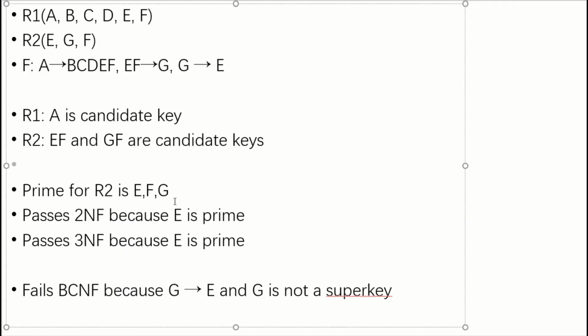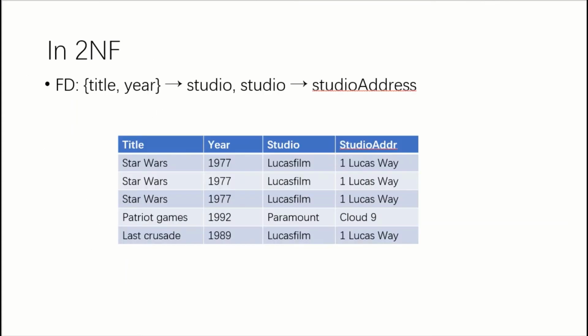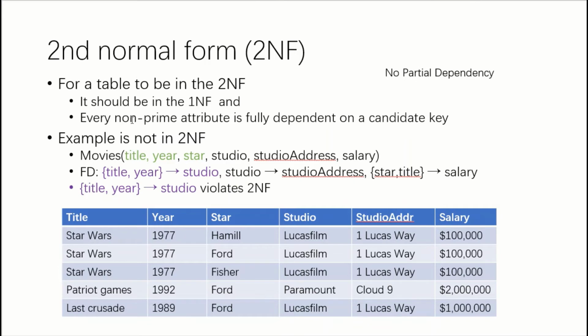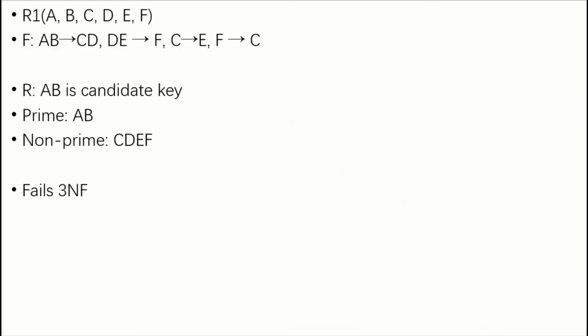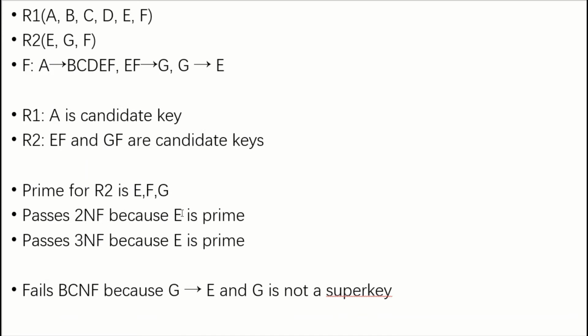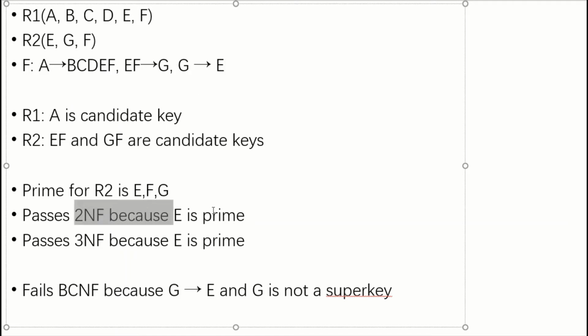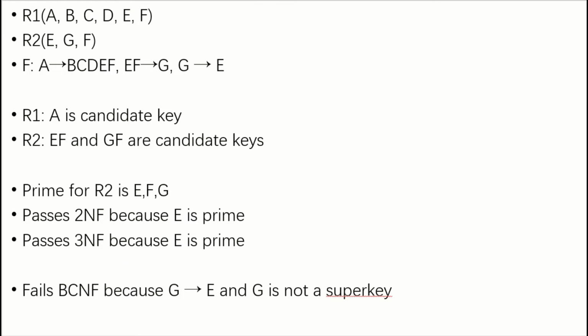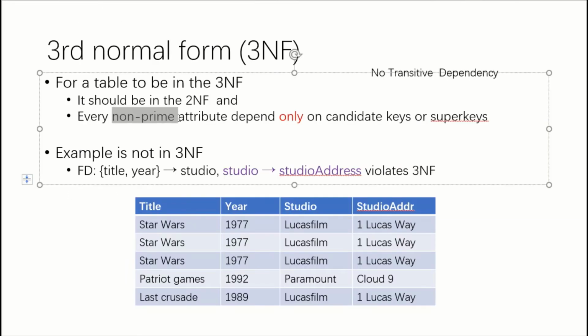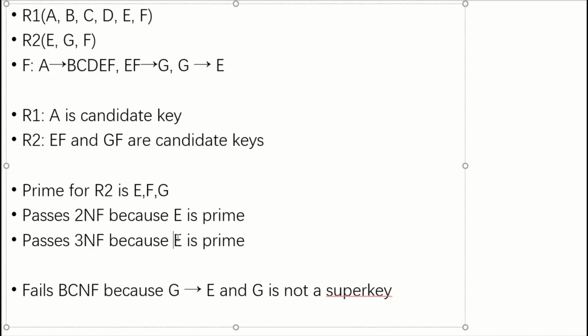It passes 2NF because E is prime. Once again, the criteria for 2NF is that every non-prime attribute is fully dependent on the candidate key. So in this example, this will not be considered a violation because E is a prime attribute. Similarly, it will pass 3NF because E is prime. There is no partial dependency because E is a prime attribute. For 3NF, non-prime attributes depend only on candidate keys or super keys. Talking about transitive dependencies, same thing. It will not violate because E is prime.